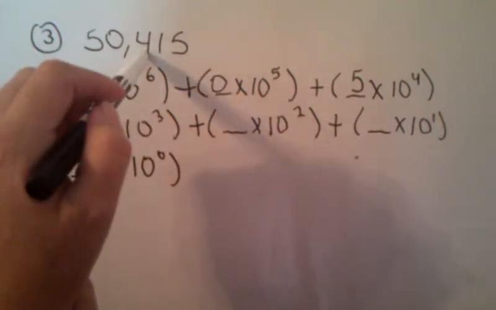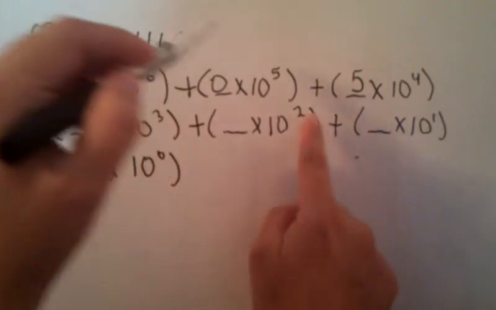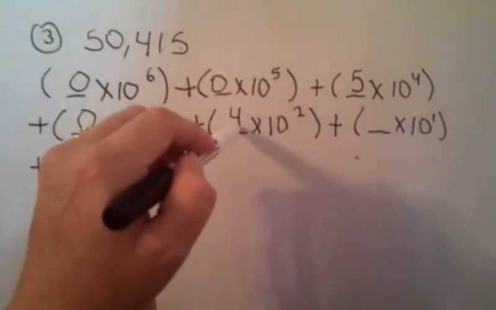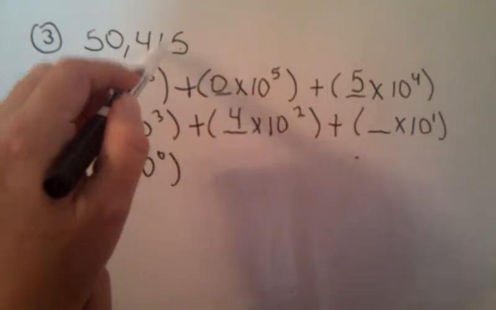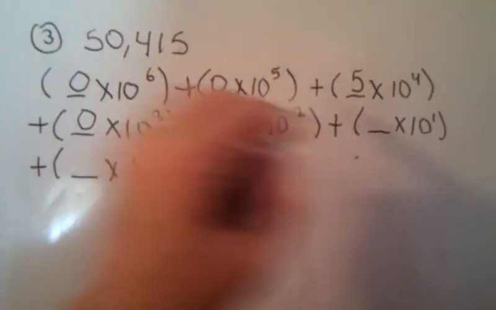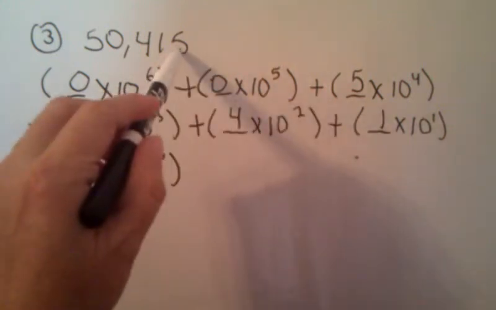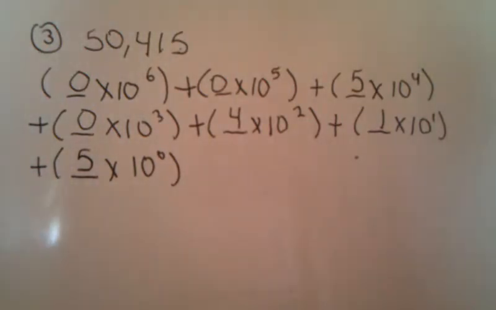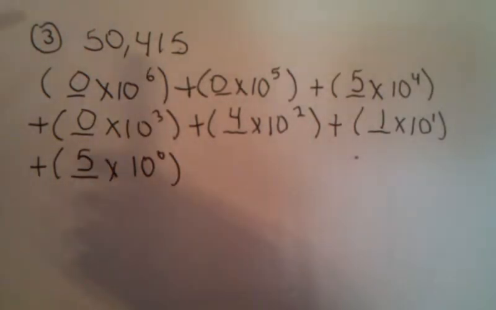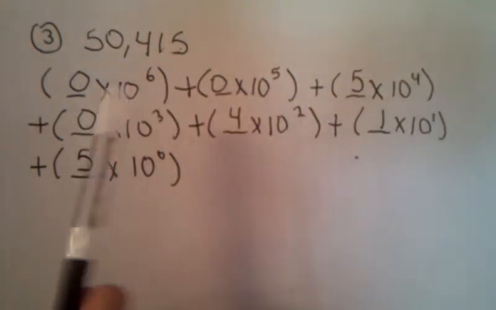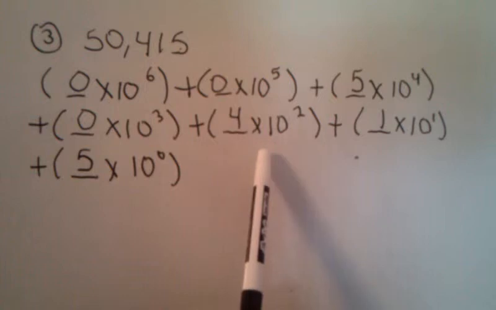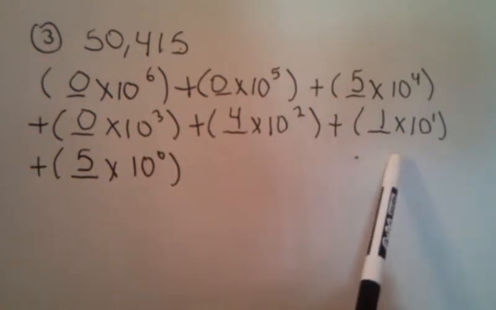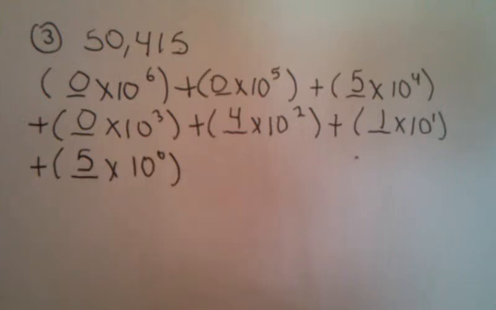4 has how many numbers after it? 1, 2. So it's 10 to the 2nd power, so 4 goes here. How many numbers does 1 have after it? It has 1 number after it, so my 1 goes here. 5 doesn't have any numbers after it, so it goes with the 0. That's the easiest way to do that number. So 50,415 would be written in expanded notation as 5 times 10 to the 4th plus 0 times 10 cubed plus 4 times 10 squared plus 1 times 10 plus 5 times 10 to the 0. Okay?